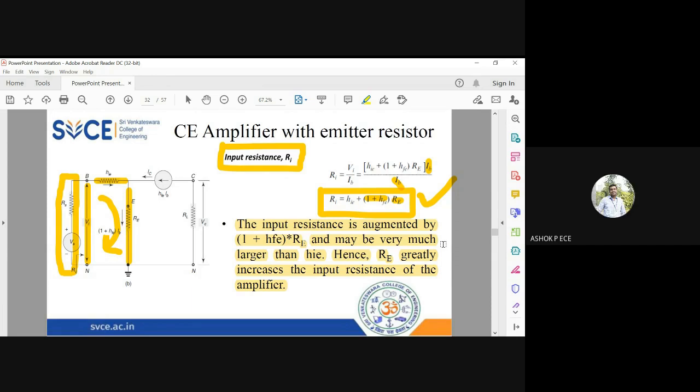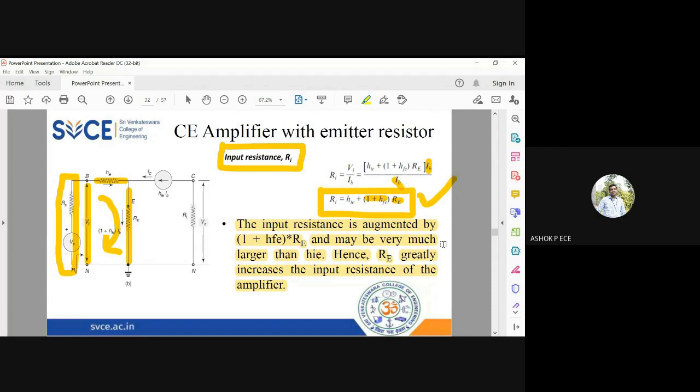This input resistance is actually virtual resistance. You cannot actually locate this input resistance in a transistor. We are just measuring it. Since you cannot visualize this resistance, it will not actually add up to the power loss. So it is a virtual resistance seen from the input side of your transistor.